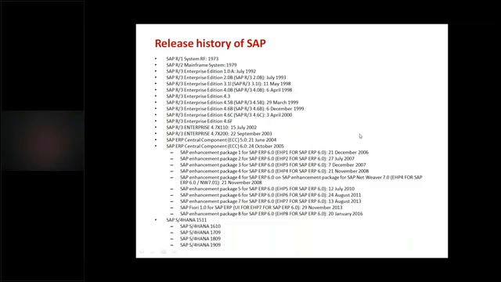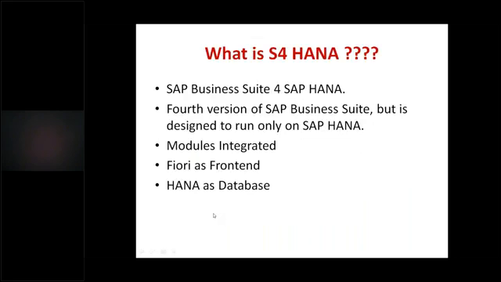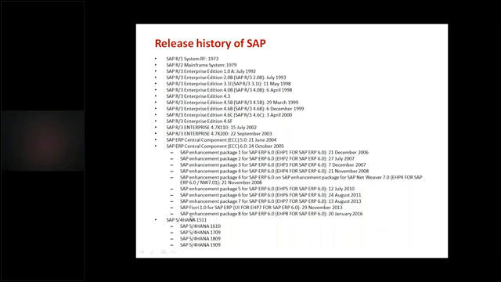Okay, so this is the release history of SAP. I was telling you, it started with R1 architecture, R2 architecture, R3 architecture, and then ERP Central Component, which was called ECC in short. Most of you must be aware of ECC. In ECC, we had enhancement packages, packages 1 to 8. The latest enhancement package was 8, which was launched in 2016.